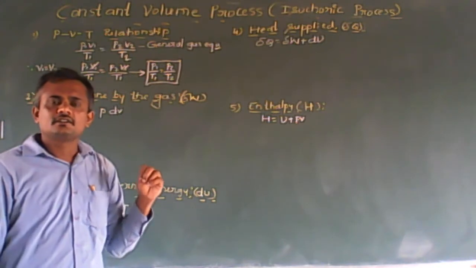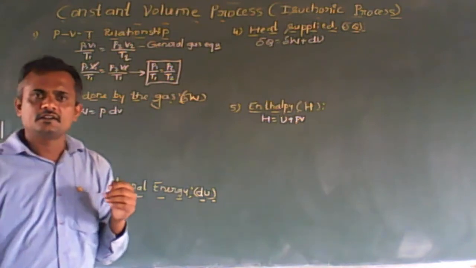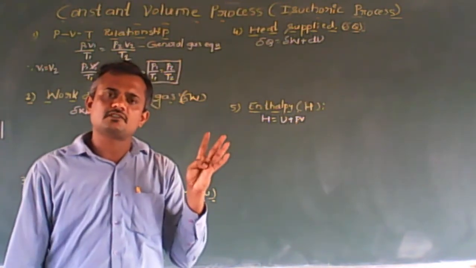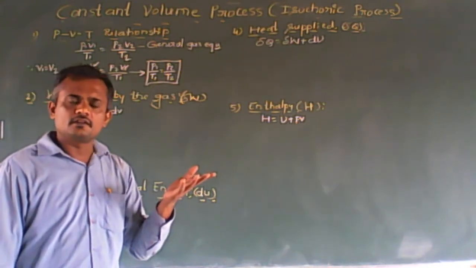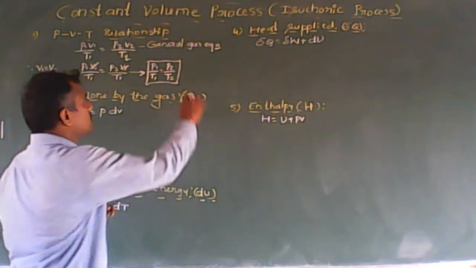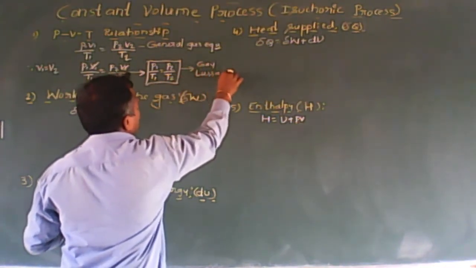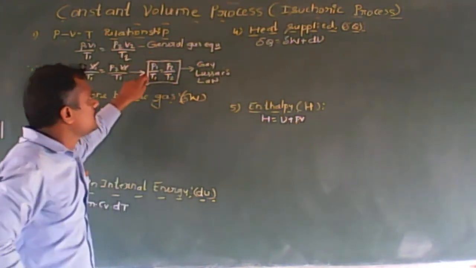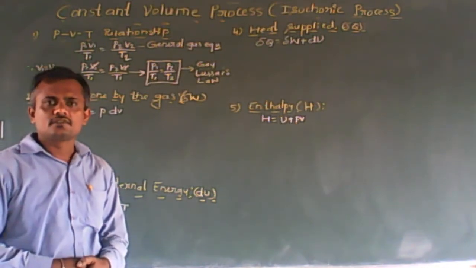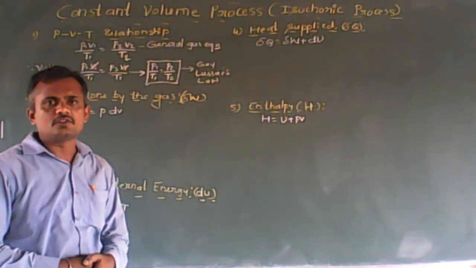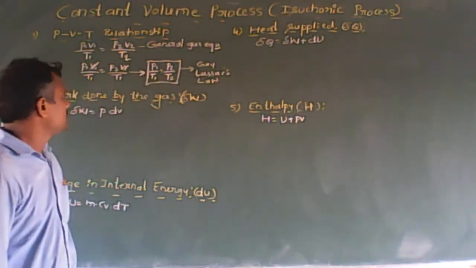And as you know, this relationship is given by which law? As I said, my trick: PV, VT, PT, Boyle's law, Charles's law, Gay-Lussac's law. So the third law is Gay-Lussac's law. According to Gay-Lussac's law, we can write P1 by T1 is equal to P2 by T2. So this is the expression for pressure, volume, temperature where volume is constant.